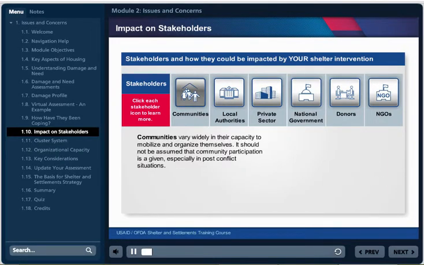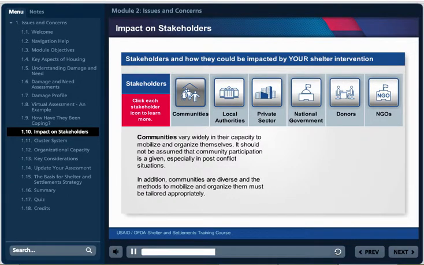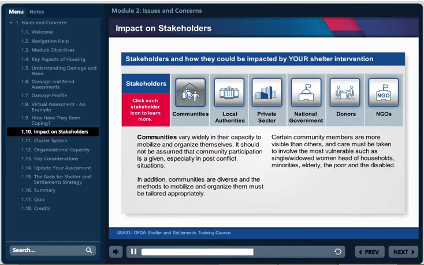Communities vary widely in their capacity to mobilize and organize themselves. It should not be assumed that community participation is a given, especially in post-conflict situations. In addition, communities are diverse, and the methods to mobilize and organize them must be tailored appropriately. Certain community members are more visible than others, and care must be taken to involve the most vulnerable, such as single or widowed women head of households, minorities, elderly, the poor, and the disabled. Leadership should be identified early and engagement strategy defined.